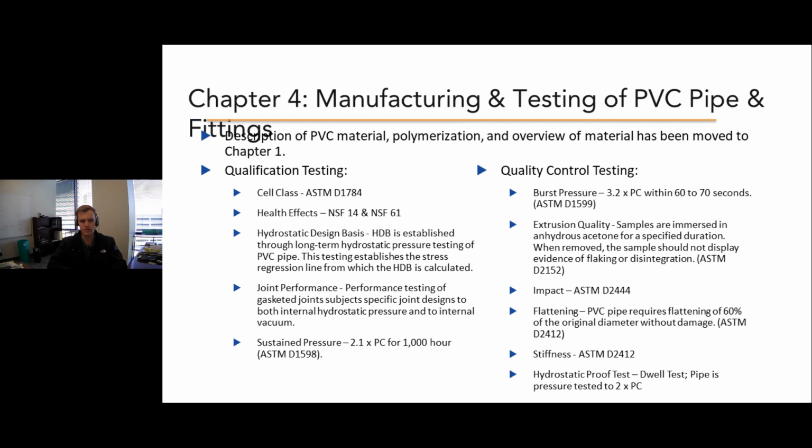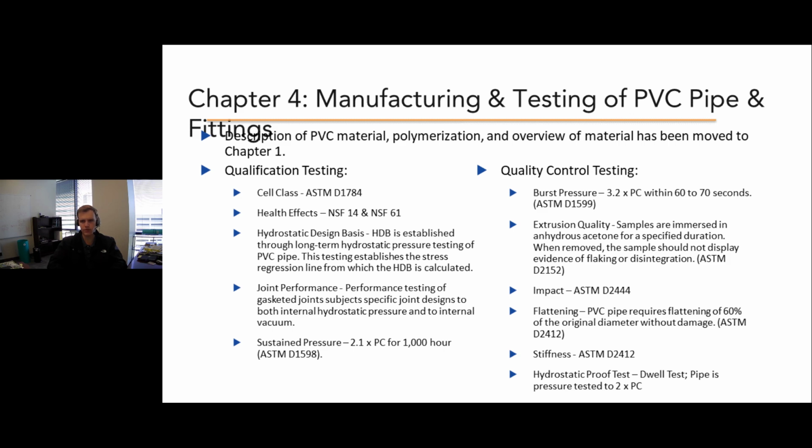Joint performance testing: the gasketed joints are subject to specific hydrostatic pressure testing, both internal pressure and internal vacuum pressure testing. And then, of course, there's sustained pressure testing done periodically to 2.1 times the pressure class for 1,000 hours. Quality control testing is a series of tests more so to ensure that the pipe being produced is of quality.